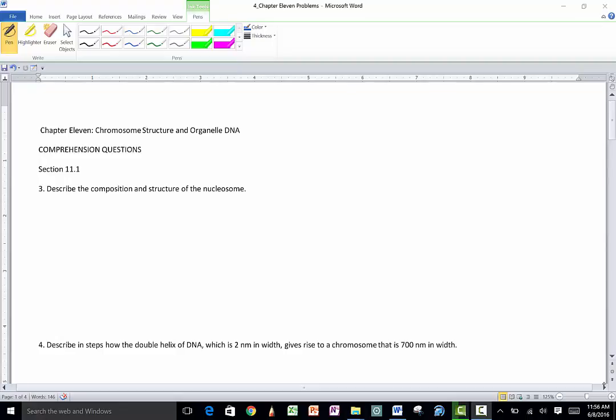Alright, so now to do some problems. It's always a good idea for you to do problems. Either do the problems first and then use the book to help you figure them out, or watch the PowerPoint or read the book and then try to use the problems to reinforce what you've already seen. It's up to you how to do it.